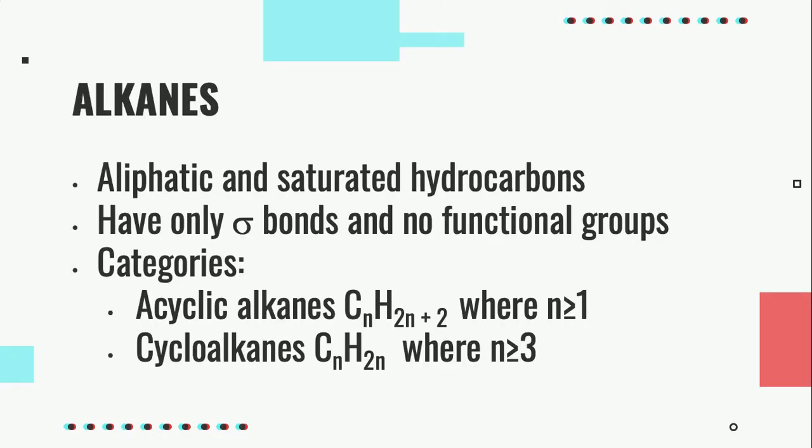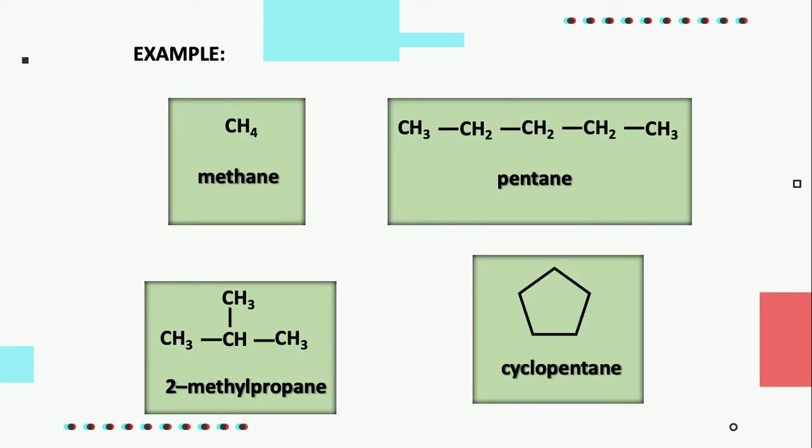Nomenclature of alkanes. Alkanes, which are aliphatic saturated hydrocarbons, contain only single covalent bonds between carbon atoms. Each of the carbon atoms in an alkane has only sigma bonds, no functional groups, sp3 hybrid orbitals, and is bonded to 4 other atoms, each of which is either carbon or hydrogen. The categories are acyclic alkanes and cycloalkanes. These are examples of alkane structures.